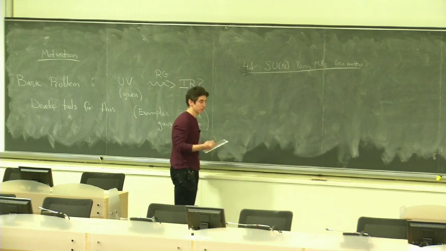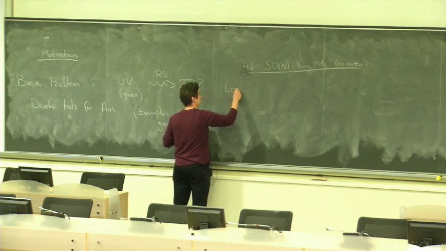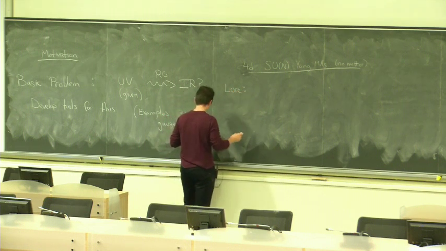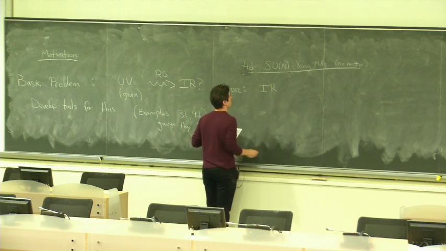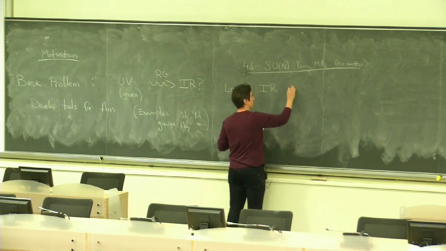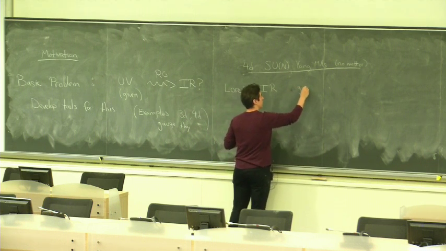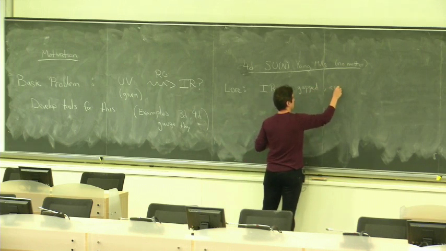So there's a lot of lore about this theory. It's ancient by our standards. So what's the lore? The lore is that if you start with this theory at short distances, it's of course asymptotically free, and we believe that the IR is gapped and confining.